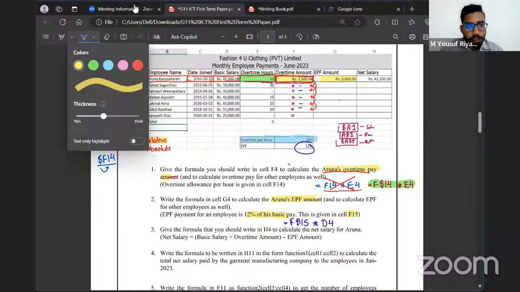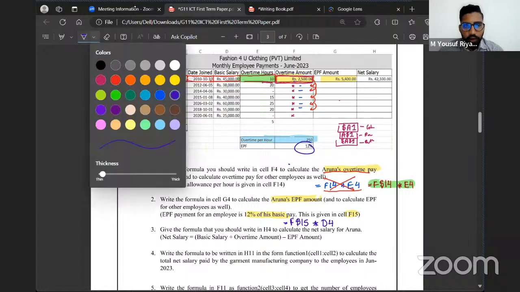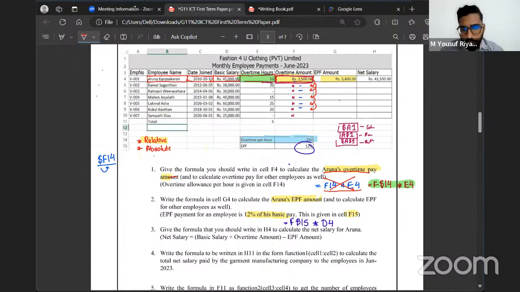Some of you have mentioned the part called into divide by 100. You don't have to mention the divide by 100, because in a spreadsheet there's something called cell formatting. If you have formatted this cell to percentage, behind the scene this actually has 12 divided by 100. So you can directly mention equals F15 into D4. Is that clear?